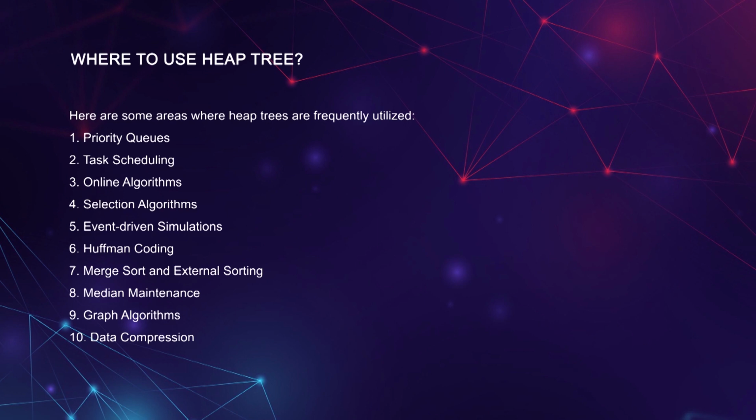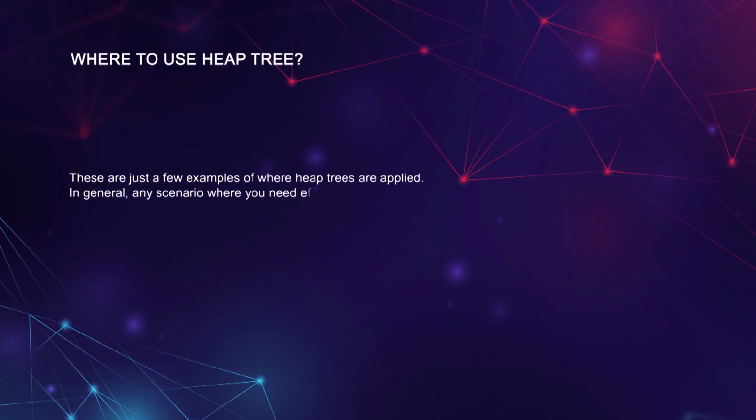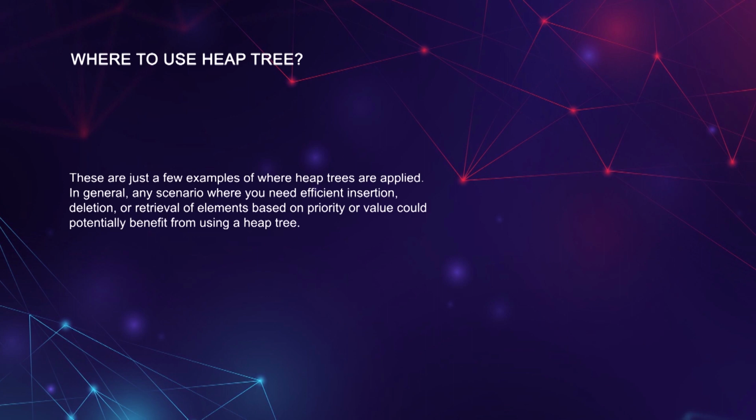Graph algorithm. The heap trees can be used in graph algorithms like A star search for finding the shortest path in a graph while considering estimated cost. Next is data compression. Heap trees are utilized in various compression algorithms such as the Burrows-Wheeler transform, BWT, which pre-processes the input data to make it more compressible. These are just a few examples of where heap trees are applied. In general, any scenario where you need efficient insertion, deletion or retrieval of elements based on the priority or value could potentially benefit from using this heap tree.